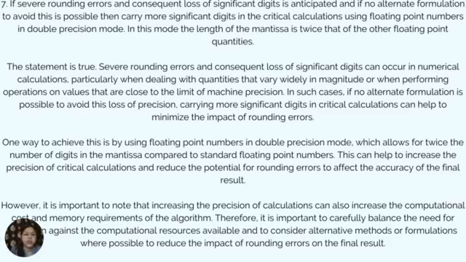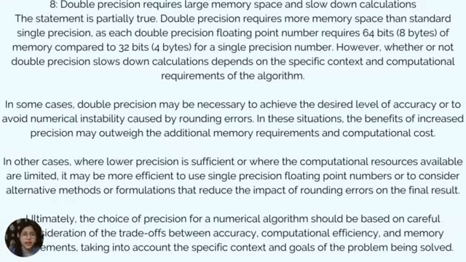One way to achieve this is by using floating point numbers in double precision mode, which allows for twice the number of digits in the mantissa compared to standard floating point numbers. This can help to increase the precision of critical calculation and reduce the potential for rounding errors to affect the accuracy of the final result. However, it is important to note that increasing the precision of calculation can also increase the computational cost and memory requirement of the algorithm. This statement is partially true.